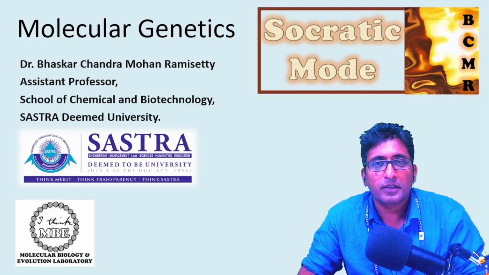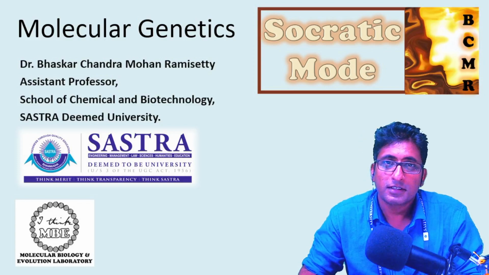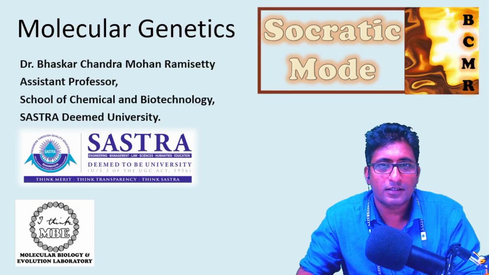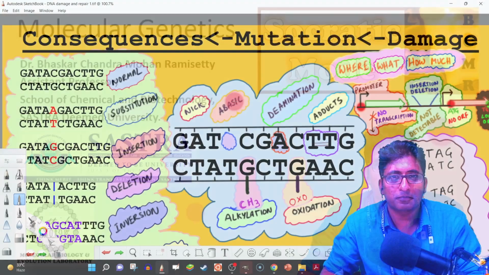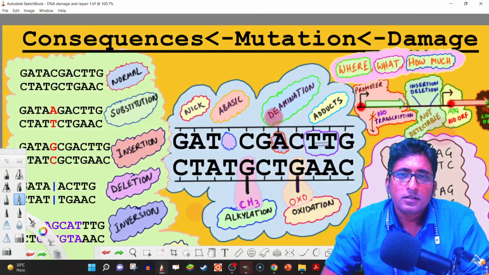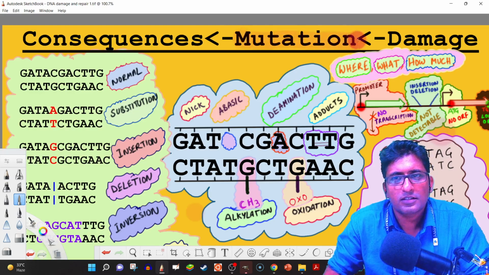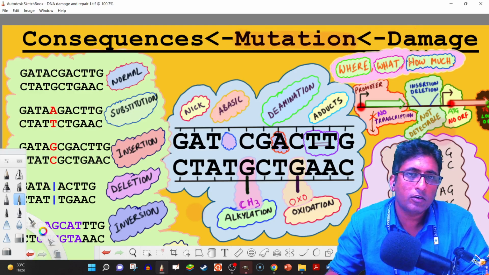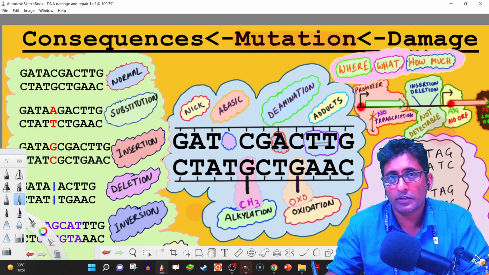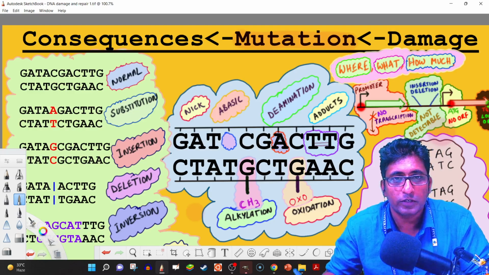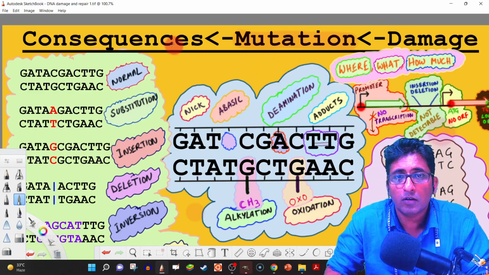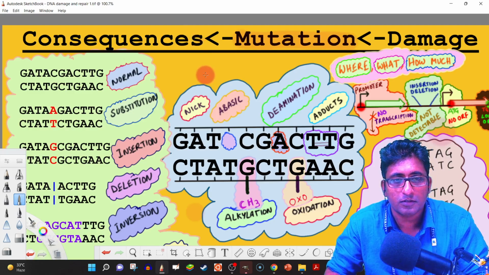I'm Dr. BCMR. We'll have a discussion about the nature of changes that happen in the genome. So the change in biology, we call it mutation. And mutation is a result of, or initiated as, damage. Not only damage, but there are also other ways of mutation occurring. And there are consequences because of mutations.